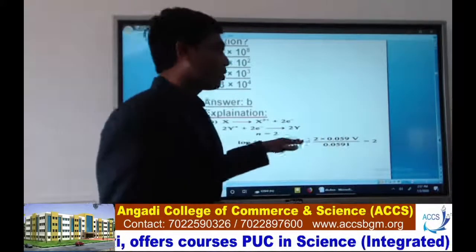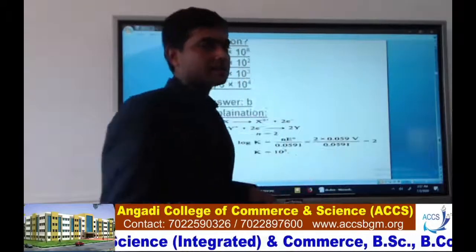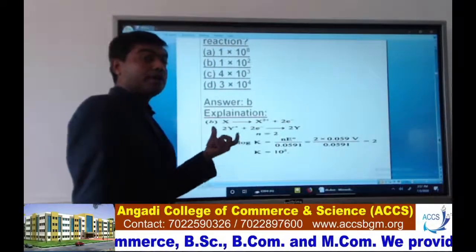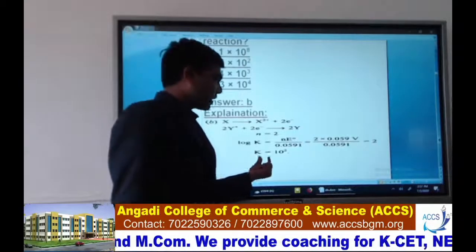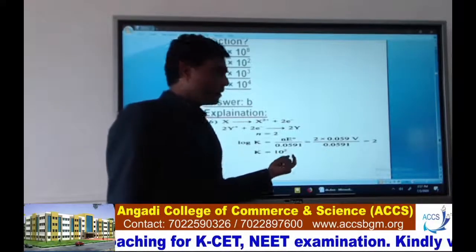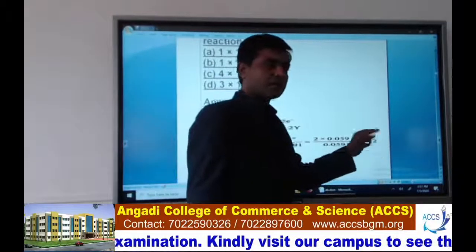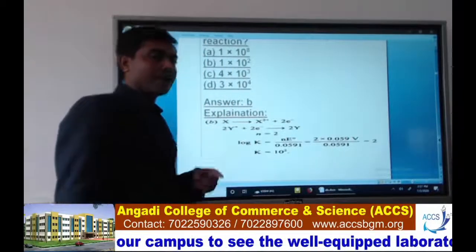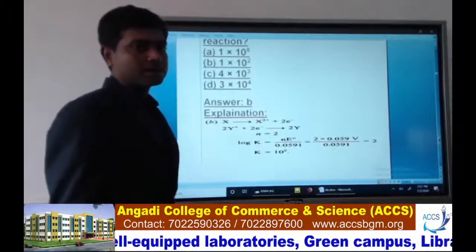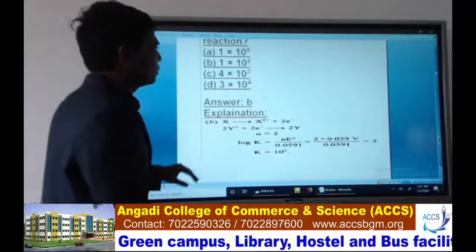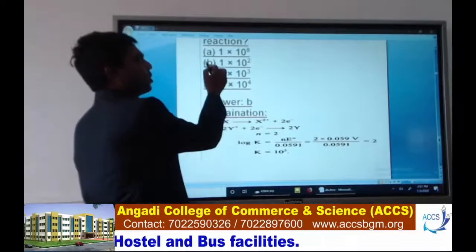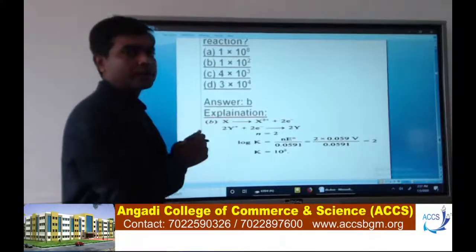But this is log K. He has asked the question about the equilibrium constant. Therefore, K is equal to 10 raised to 2. Whatever answer comes for log of K, you have to find the antilog, and the antilog answer is 10 raised to 2. Therefore, our answer is option B, 1 into 10 raised to 2.